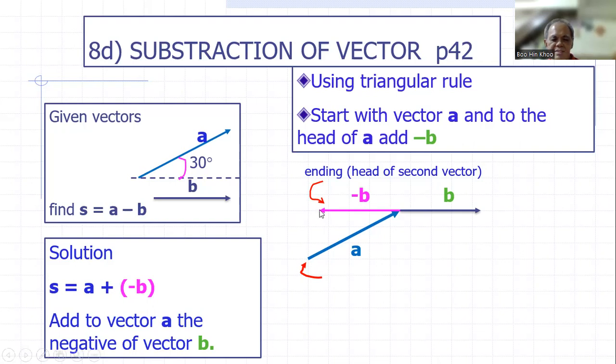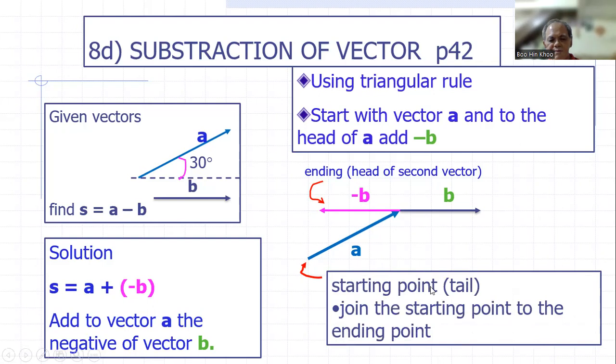On the second vector, we join that up, get the resultant. So starting from the tail, that's the starting point. Join the starting point to the end point, where we start to draw. And we end the point there. So that's the resultant. So that's your S.